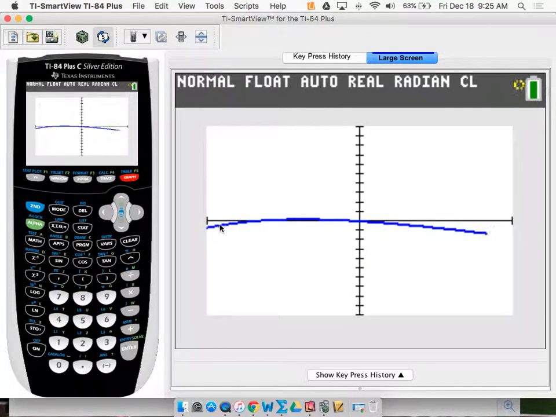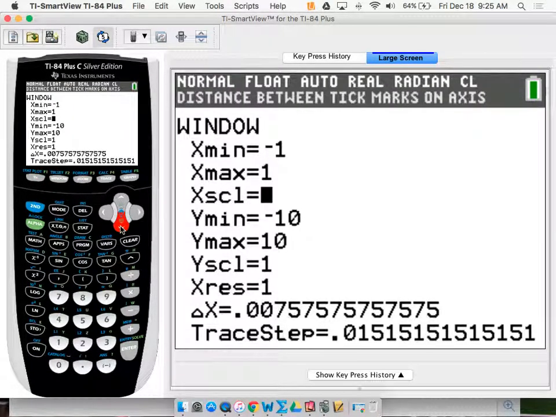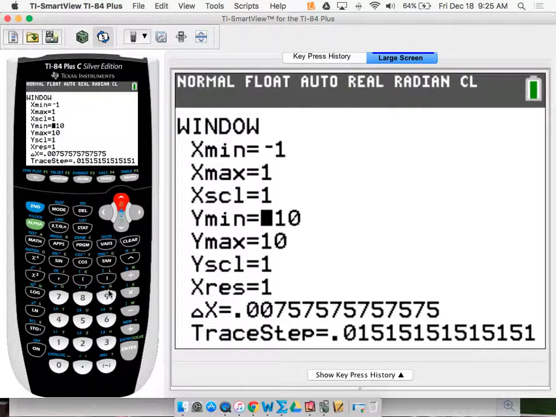Not yet. This is the original, right? So we're looking at it from -1 to +1. -1 to 1, -10 to 10. Alright, so let's change the y min and y max so it's a little bit closer. So let's change that to be -4 to 4. Yep.